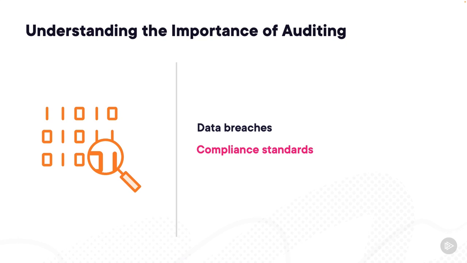Companies need to adhere to various regulations like GDPR or HIPAA, and a robust auditing system can help you stay compliant with these. And lastly, auditing plays a critical role in ensuring internal accountability. It helps in identifying who did what, providing a clear detail. We'll go over how to set up all this practically in a later demo.